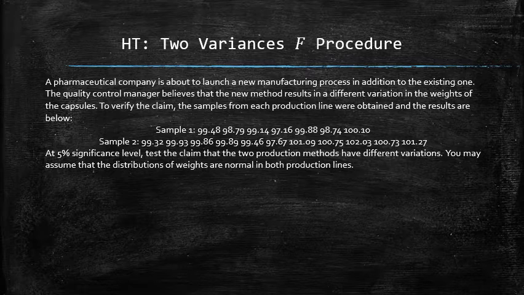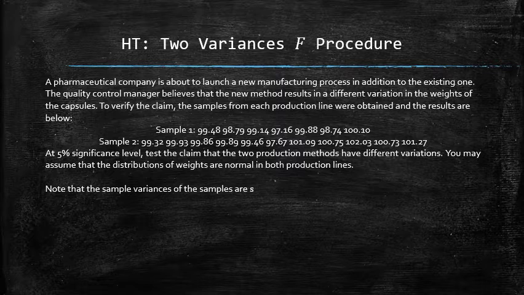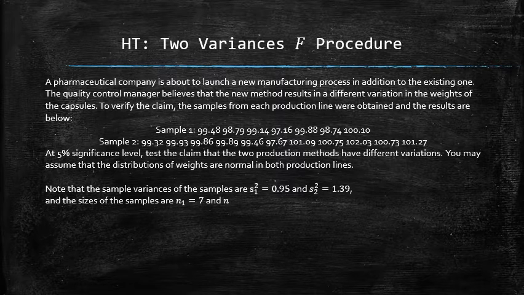At 5% significance level, test the claim that two production methods have different variations. You may assume that the distributions of weights are normal in both production lines. First, let's note that the sample variances of the samples are 0.95 and 1.39 respectively, and the sample sizes are 7 and 10 respectively.